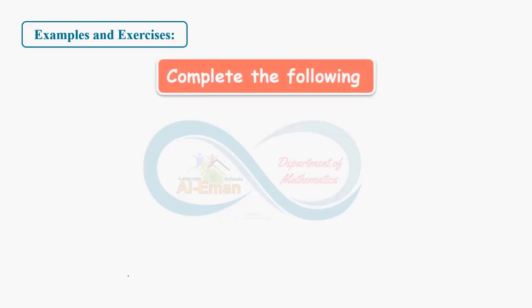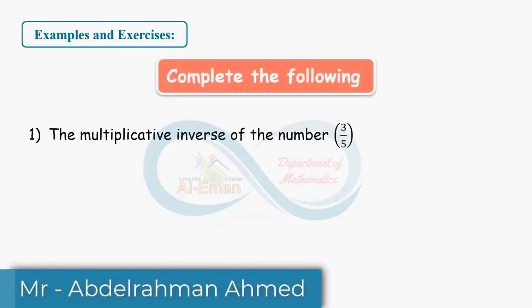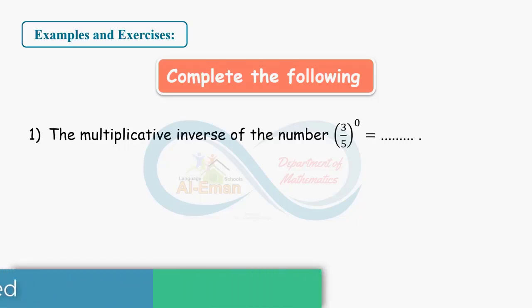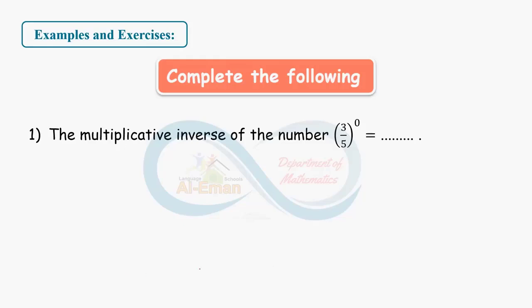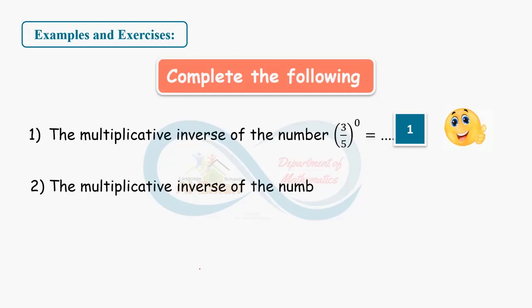Complete the following. The multiplicative inverse of the number 3 over 5 all to the power 0 equals, take your time. Bravo! The next question: the multiplicative inverse of the number -1 all to the power 3 is, focus. Multiplicative inverse. Yes, bravo, -1.